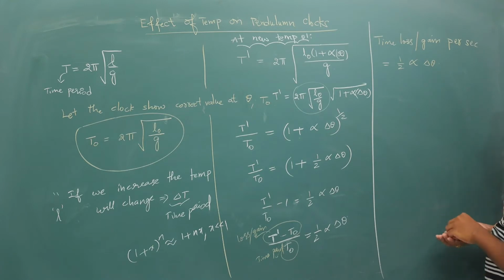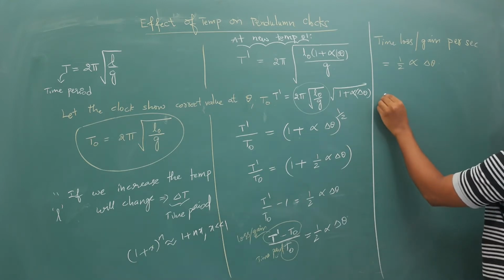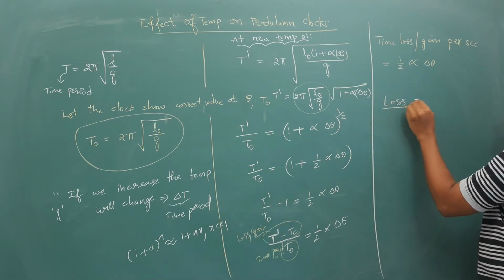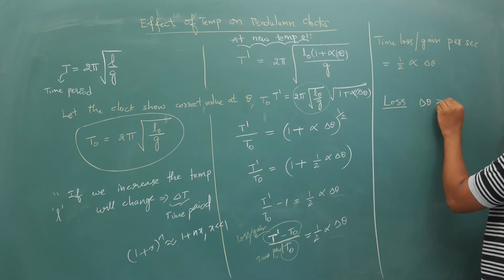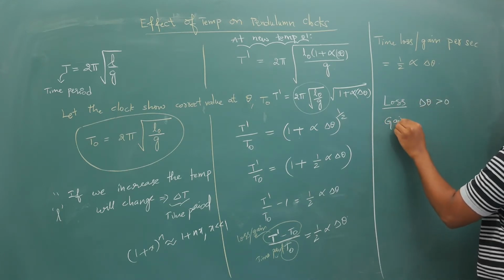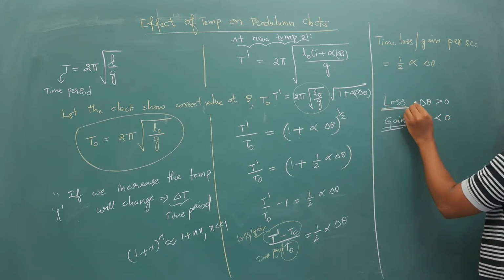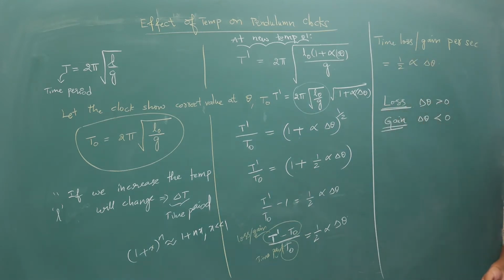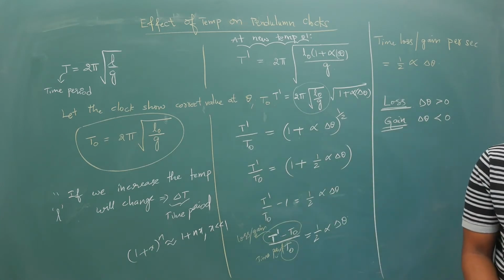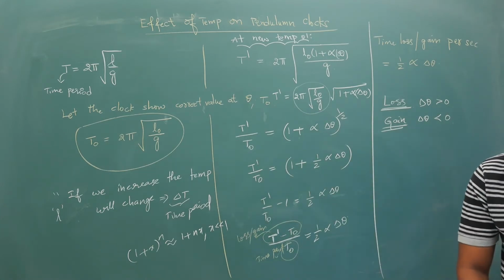Okay, so here are important points that I want you to remember. Loss if delta theta is positive, gain if delta theta is less than 0. This is time loss or gain per second. Okay, so simplify it, copy it down. Any doubts, just let me know.